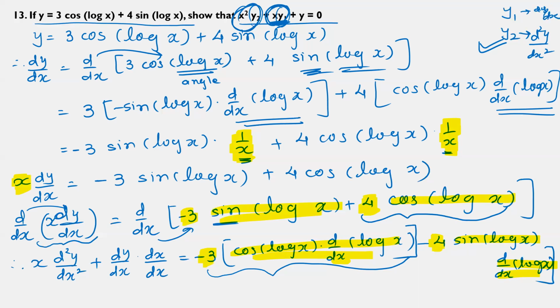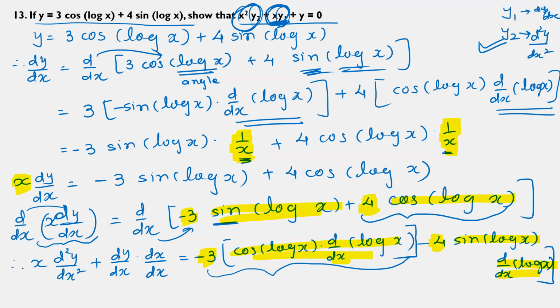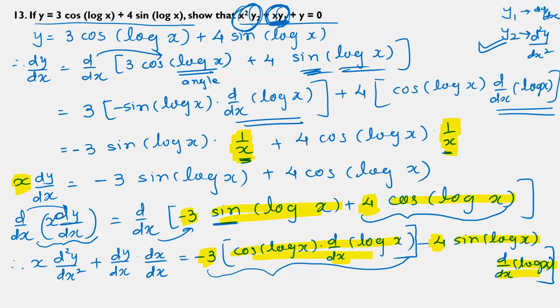Left side, dx by dx is 1, by the way. So let's write the simplification. Now it's done. So it's x d2y by dx2 plus dy by dx into dx by dx, which is 1. No need to write that part.